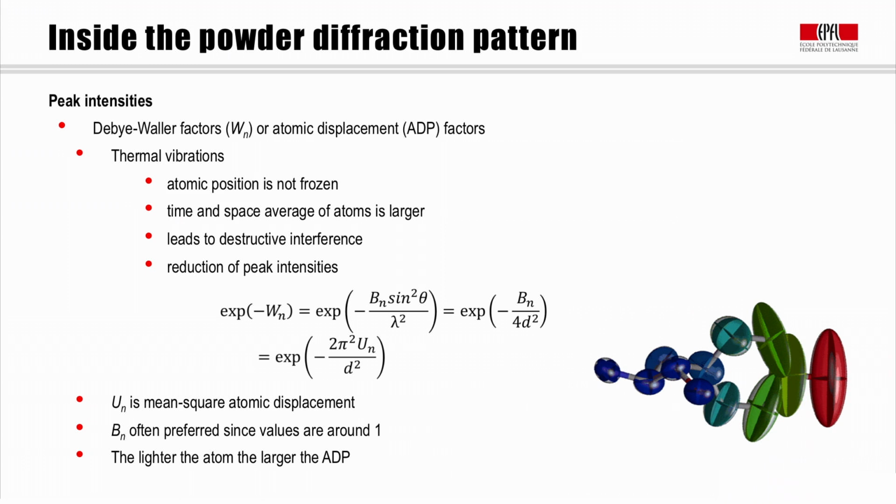This again adds up with the fact, for instance, that for hydrogen we have a very low atomic form factor, together with a large thermal displacement, a thermal vibration. This makes it very hard for X-ray diffraction experiments to actually see hydrogen atoms. Their impact on the diffraction pattern will be very low.